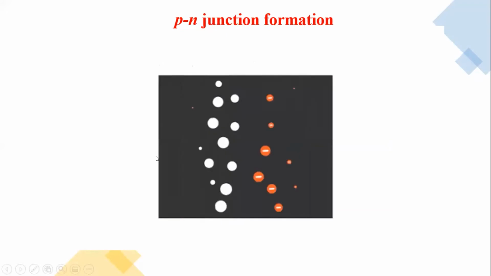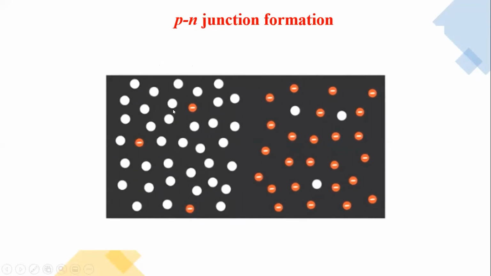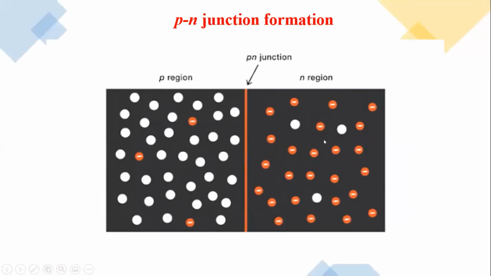Okay, so there will be minority carriers, due to defects, so there will always be a few electrons in the P side and a few holes in the N side also. Okay, so how does it form? When it starts, the diffusion starts.